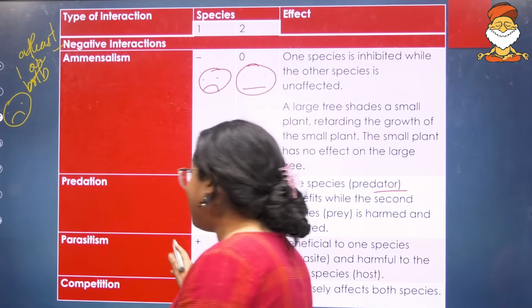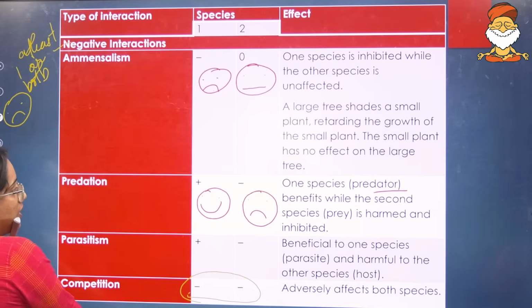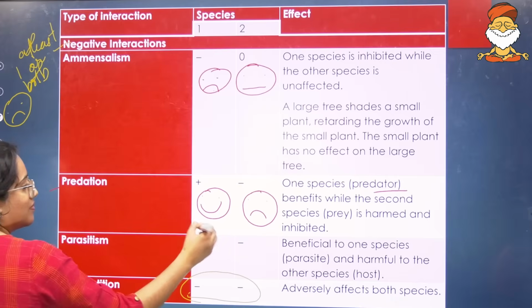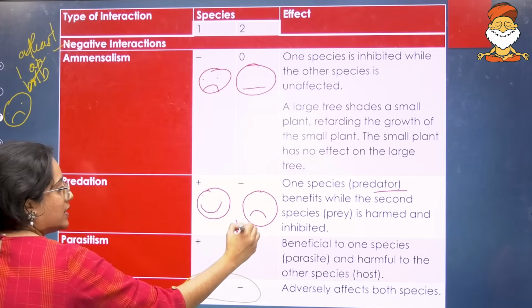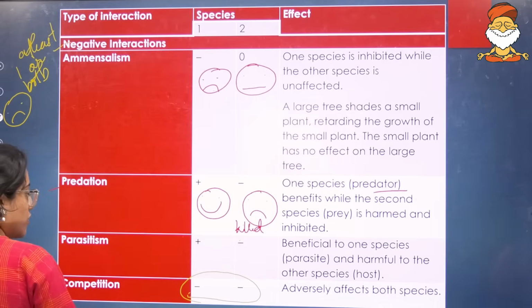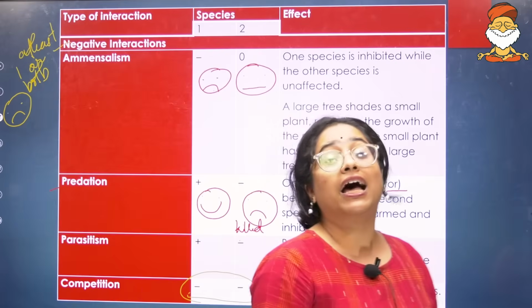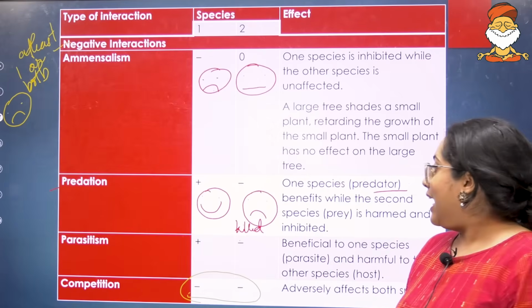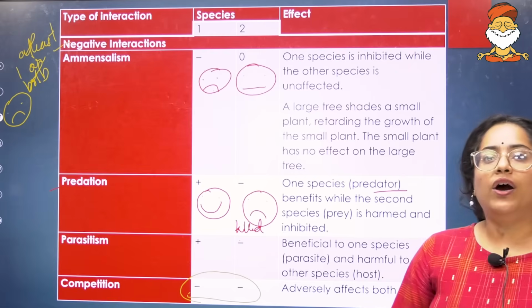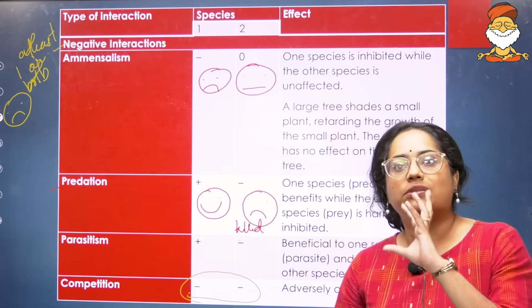Then comes parasitism. And understand, in predation, what happens is the other organism gets killed. Okay, it gets killed, it's harmed or inhibited. Now, in the case of another negative interaction, it's called parasitism. In parasitism, what happens is an organism chooses one organism as the host.